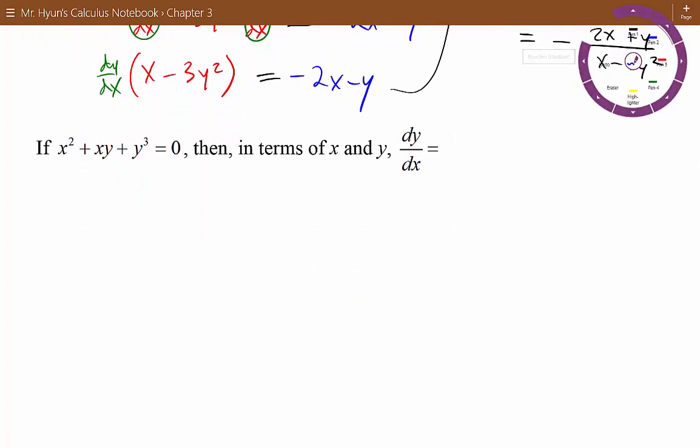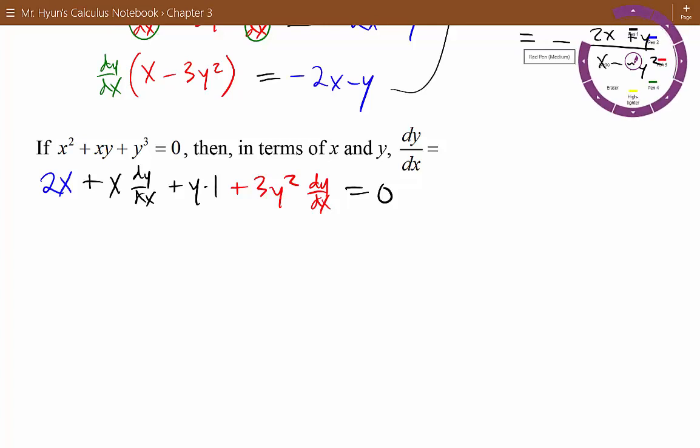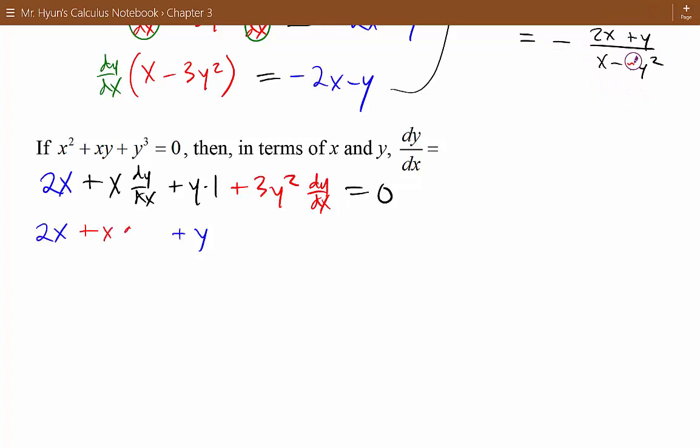So if you had this problem here, this will be very similar. The only difference is that while we have 2x, and while we have a plus x dy/dx plus a y times 1, this time we're going to have a plus 3y squared dy/dx, still equaling a constant 0. So when you figure out what terms are going to stay on this side and what terms are going to switch over to the other side, keep in mind which terms have a dy/dx in them and which ones do not.